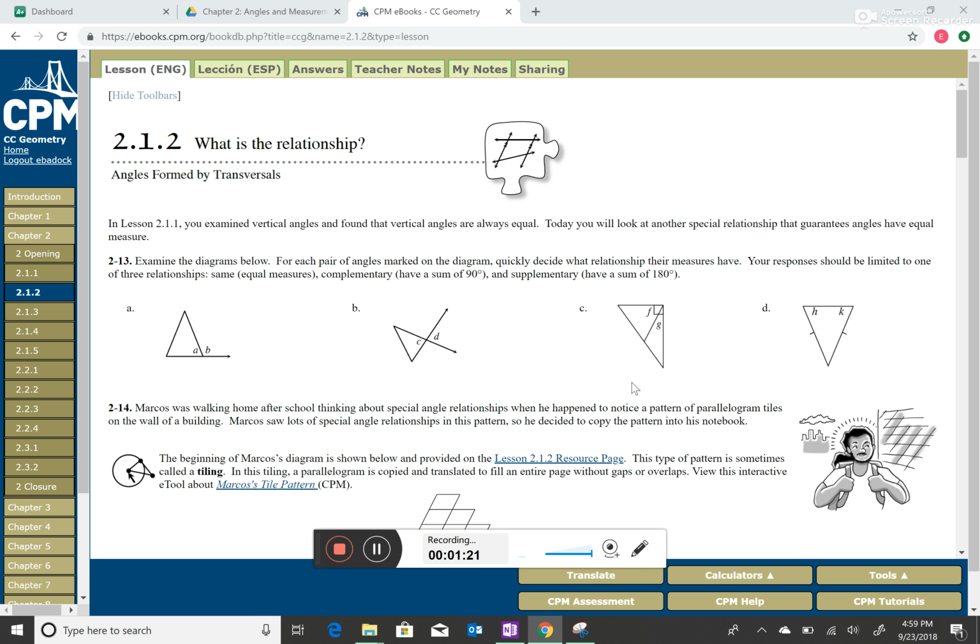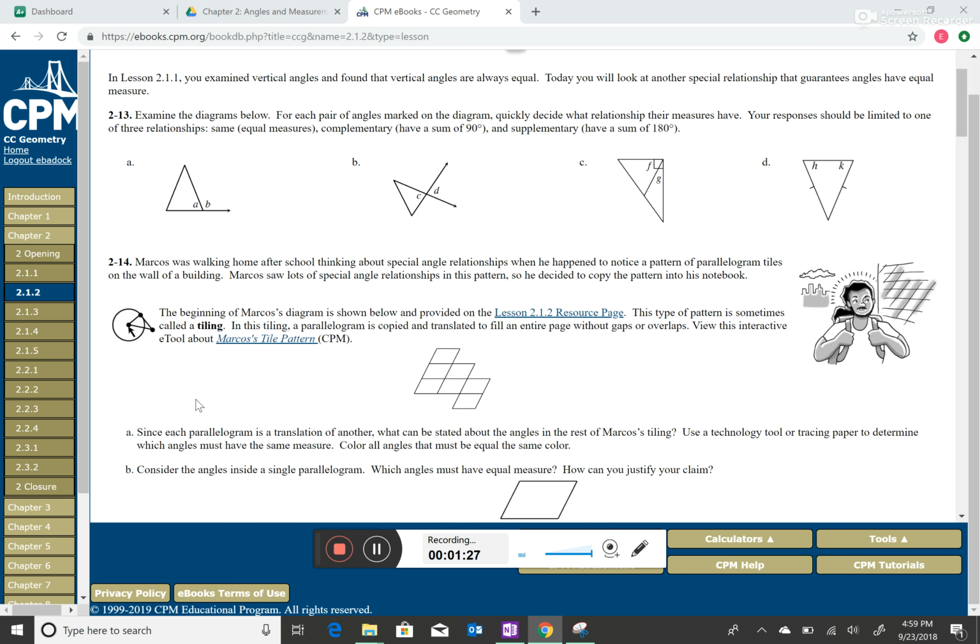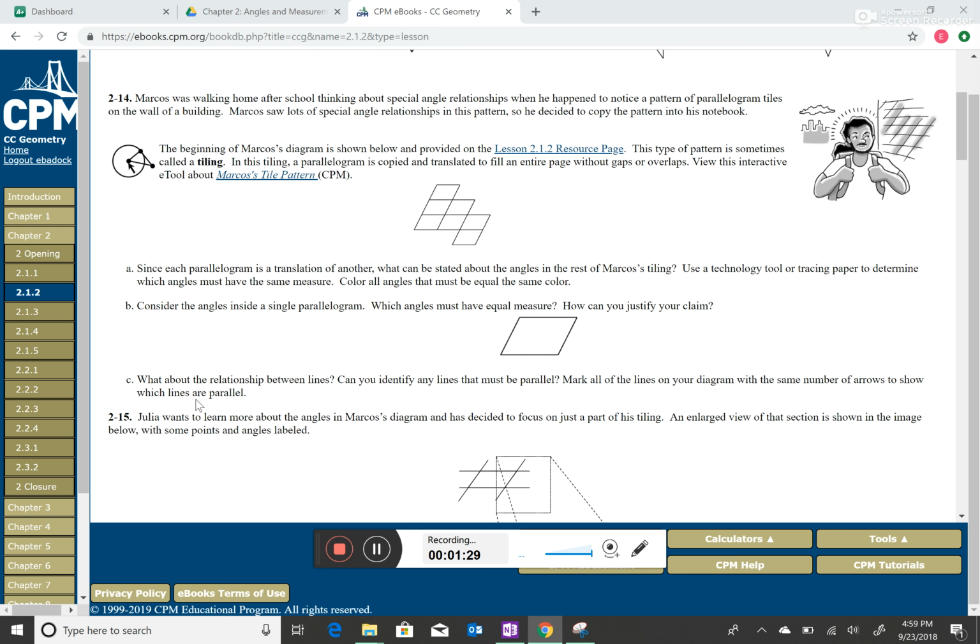So what we're going to do is we are actually going to do 2-13 together in this video. Then you guys are going to be responsible for 2-14, which talks about tiling. So if you think about a tile in a house, it all has the same kind of pattern. And what you're going to do is you're going to get a resource page, and basically you're just going to slide this image across your page and just see what angles match up and which angles are the same there.